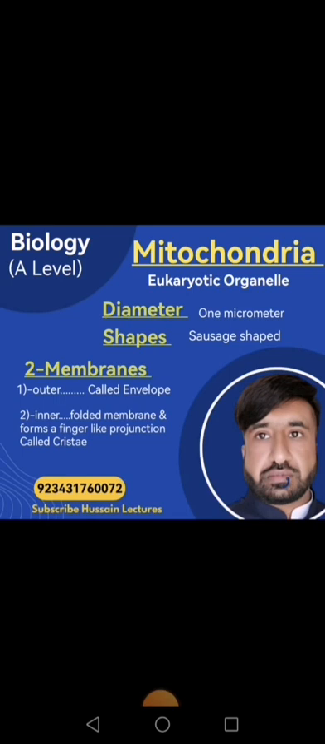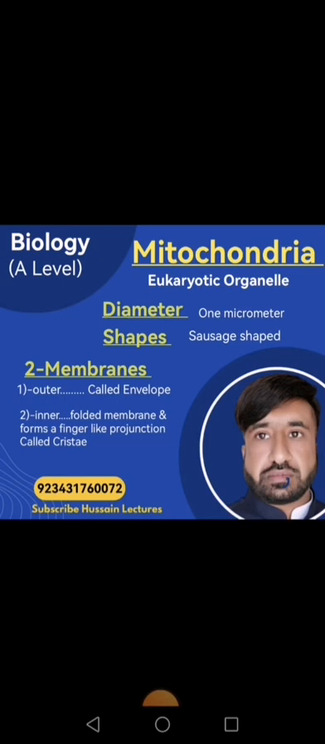As you have read earlier, mitochondria is a eukaryotic organelle. You know quite well, eukaryotes are the organisms which have a dominant nucleus inside their cells. That means eukaryotic organisms have a nuclear envelope around their nucleus.